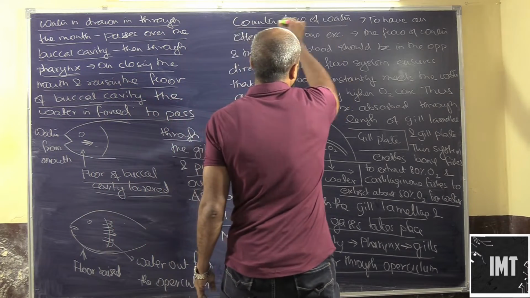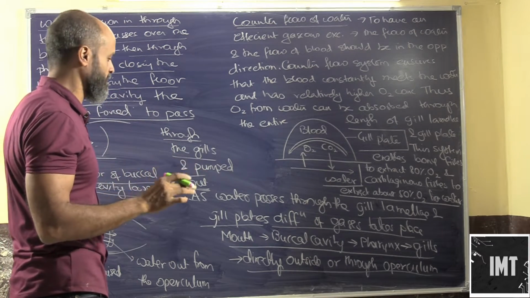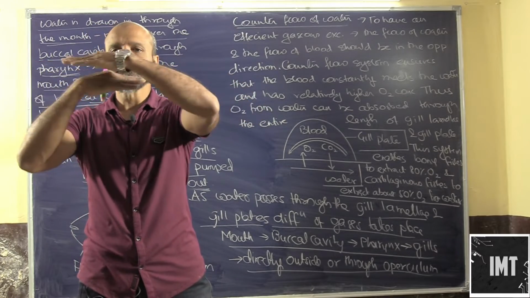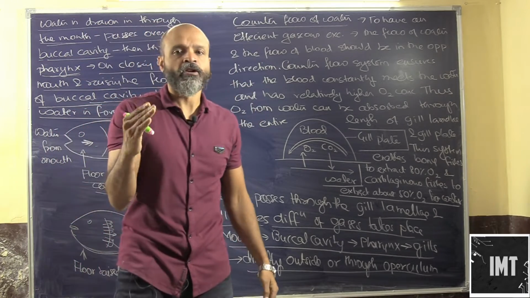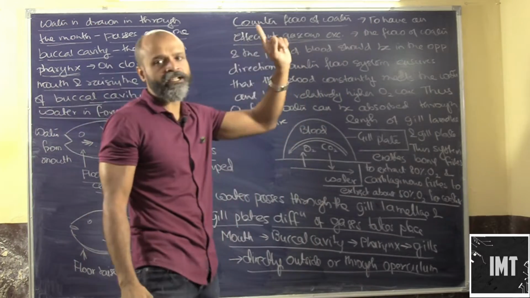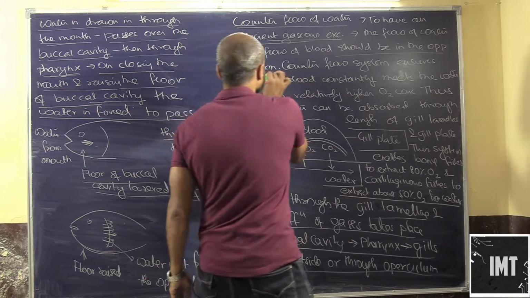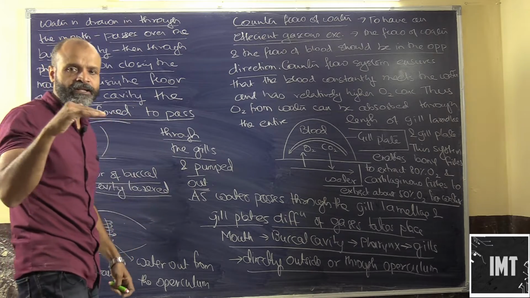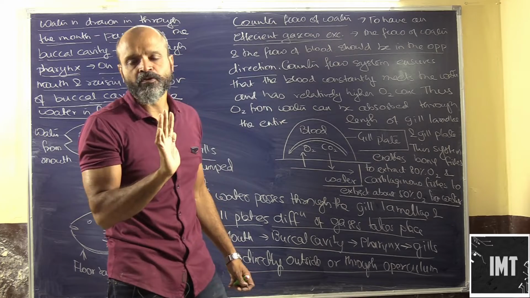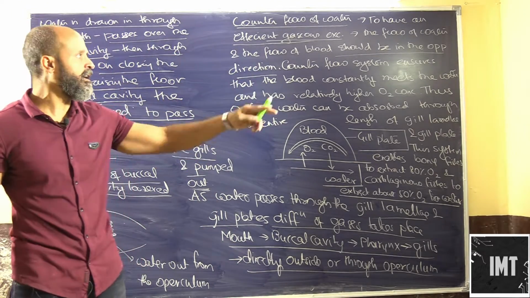So we have the counter flow of water. Now we have to understand how this entire exchange takes place. If the water is flowing like this, the blood in the fishes flows like this. This is what we mean by counter flow, because when counter flow happens, an efficient exchange of gases takes place. To have efficient gaseous exchange, the flow of water and the flow of blood should be in opposite directions. The water flows from mouth to buccal cavity, through the pharynx to the gills, and then outside through the operculum. The movement of water and the flow of blood are in opposite directions.